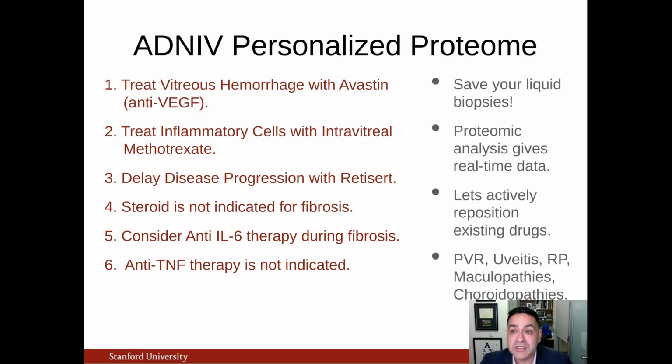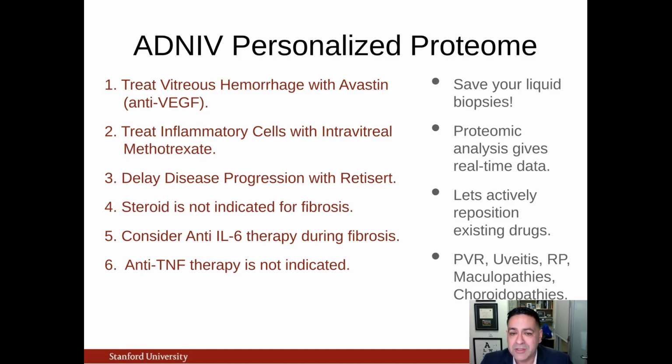This is an unusual instance where an entire family, a group of patients, has the identical genetic disease. It's almost like performing a mouse genetics experiment in the lab. It's about as close as we can get. And what we learned is that we can treat vitreous hemorrhages with Avastin.